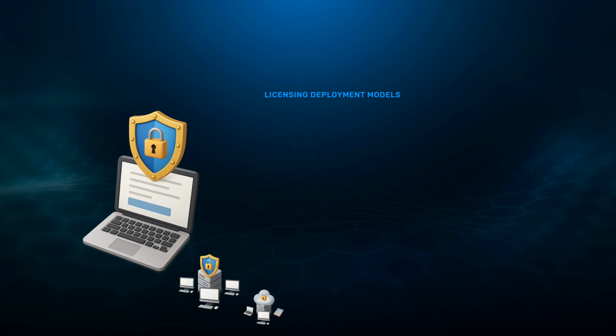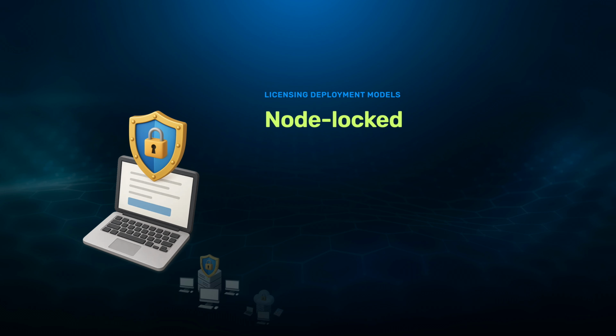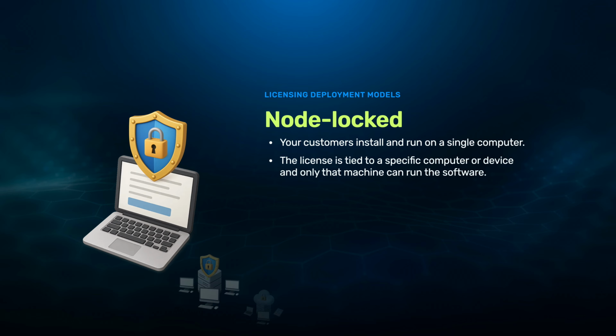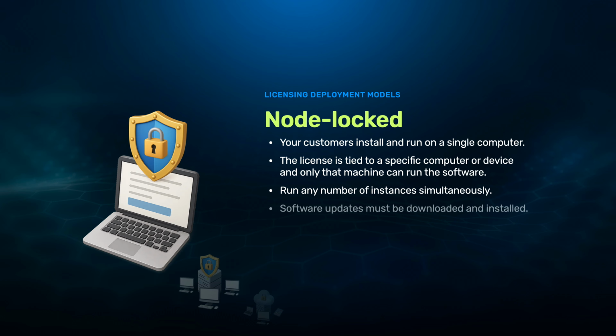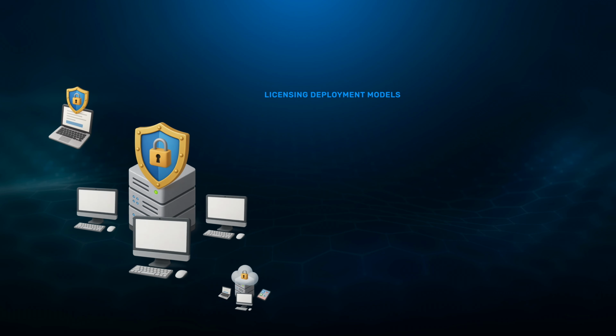A node-locked license is tied to a specific computer or device. Only that machine can run this software. But once it does, any number of instances can typically run on it simultaneously. Node-locked licensing requires no license server. Your customer installs the software, and the license file handles the rest.